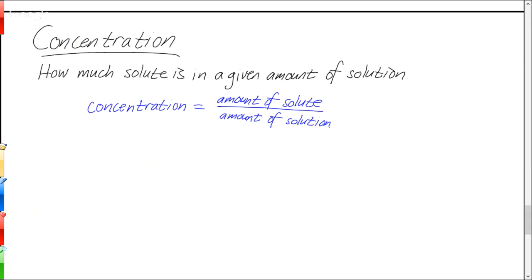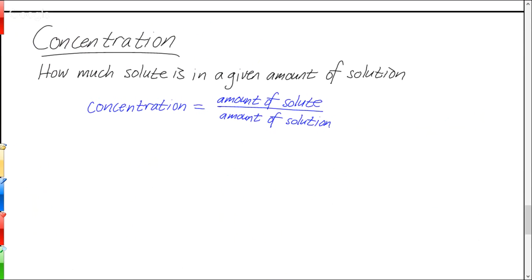And I'm using these vague terms like amount because there are lots of different ways to say amount. Concentration is always that, but amount could mean grams, milliliters, liters, moles. We're going to look at some of the different concentration measures that we get when we switch those units. But the ratio is always the same: it's always amount of solute divided by amount of solution. The only thing that changes is the specific units for amount.